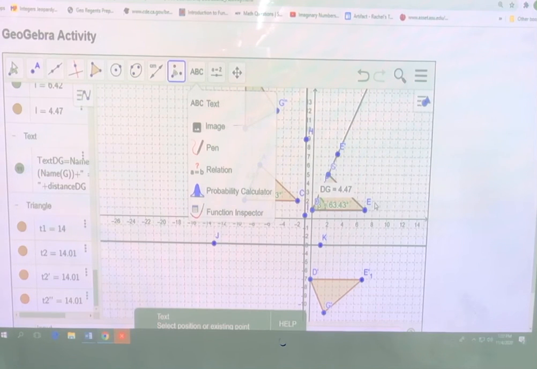All right, you have the rest of the hour to work. Tomorrow we're going to do Kahoot with the side angle side stuff. I'll be walking around if you need help.